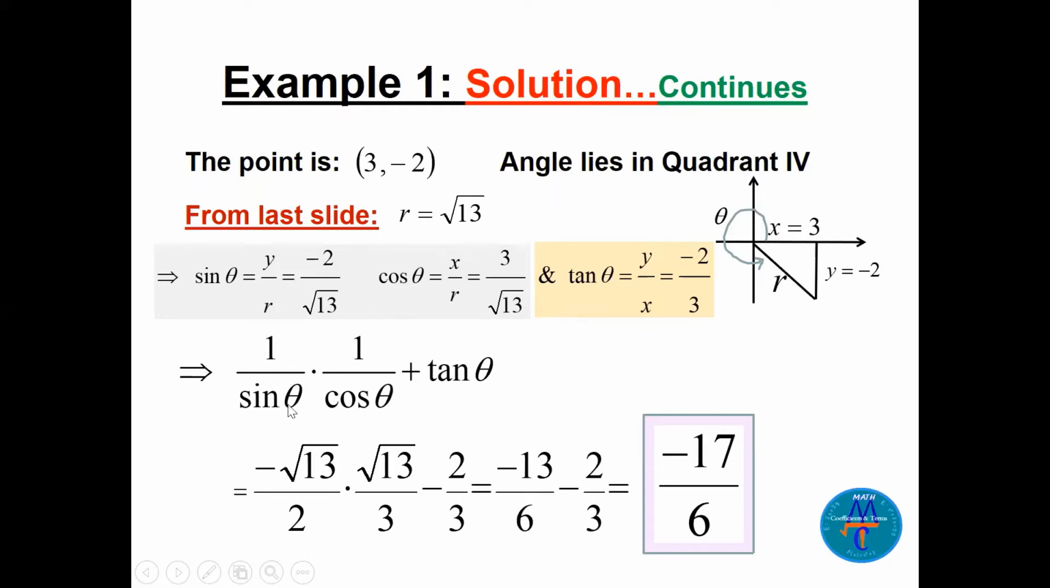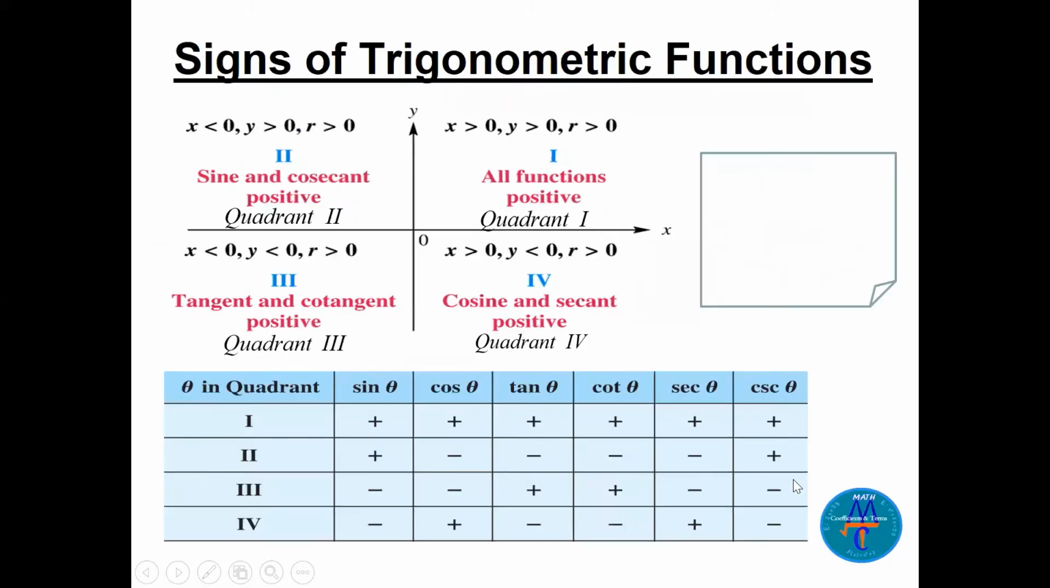So 1 over sine theta is just the reciprocal of sine, so minus square root of 13 divided by 2, and this is 1 over cosine theta plus tan theta. Tan theta is negative, so I put here minus 2 over 3. Now just multiply here, minus 13 over 6. The LCD will be 6. Multiply by 2 here up and down. So minus 13 minus 4 will be minus 17 over 6.